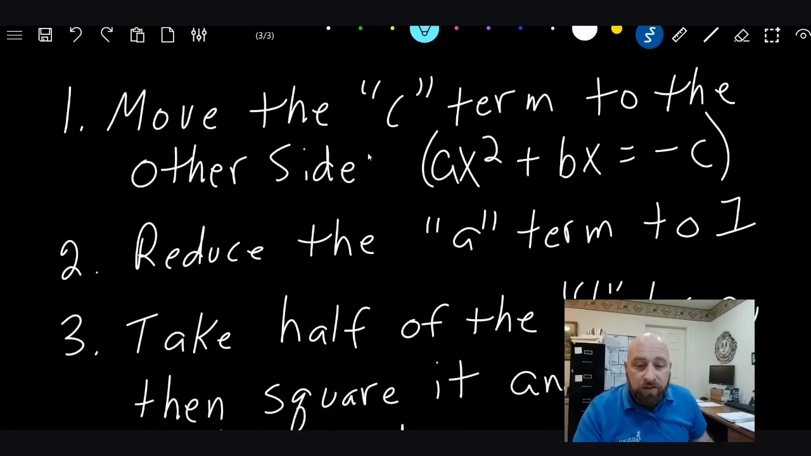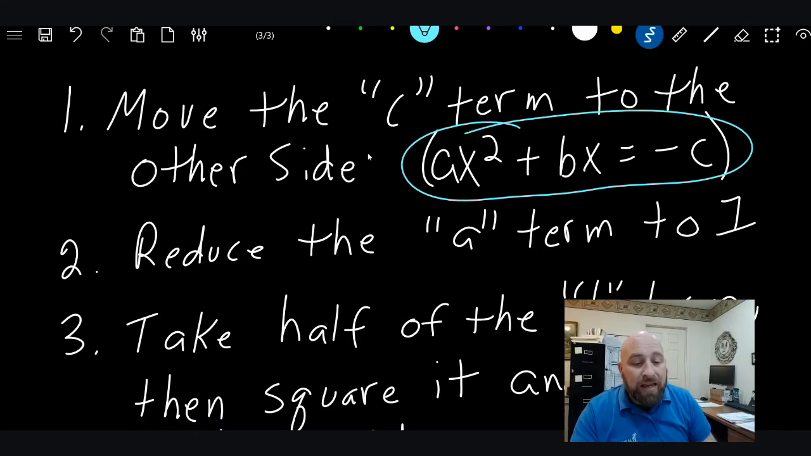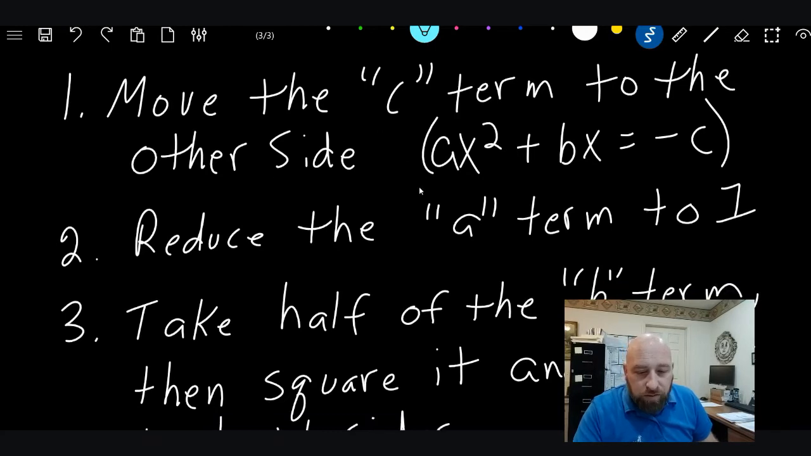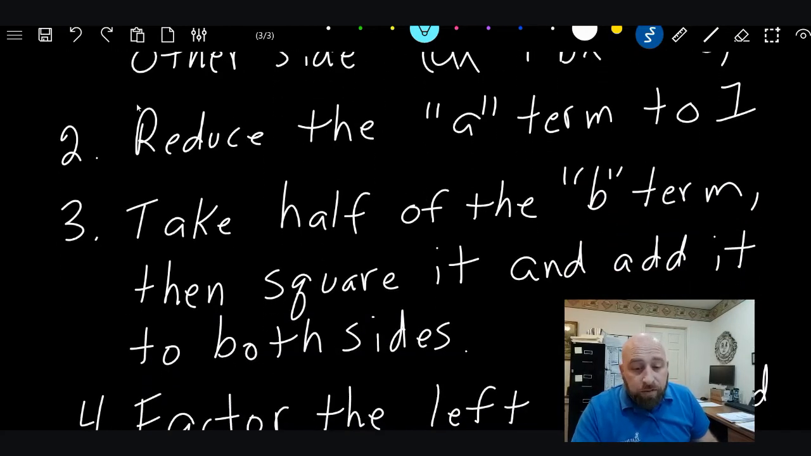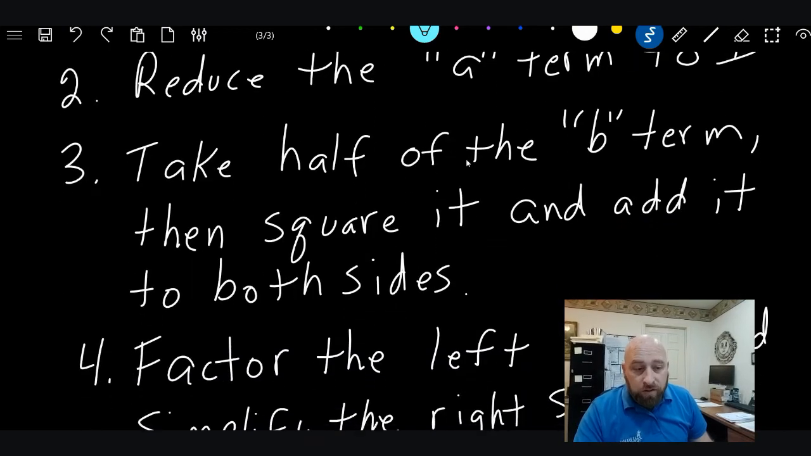So pay attention. Look at all these steps. First of all, we're going to move the c term to the other side. So we want to make it look like this: ax squared plus bx equals negative c. So we want to subtract the c to move it over to the other side, or potentially add the c depending on what the equation looks like. Now, number 2, we want to reduce the a term, so this term right here, to 1. In other words, the leading coefficient needs to be 1. If we have a 3, just divide the whole thing by 3. If we have an 8, divide the whole thing by 8. We want to get that leading coefficient to 1.